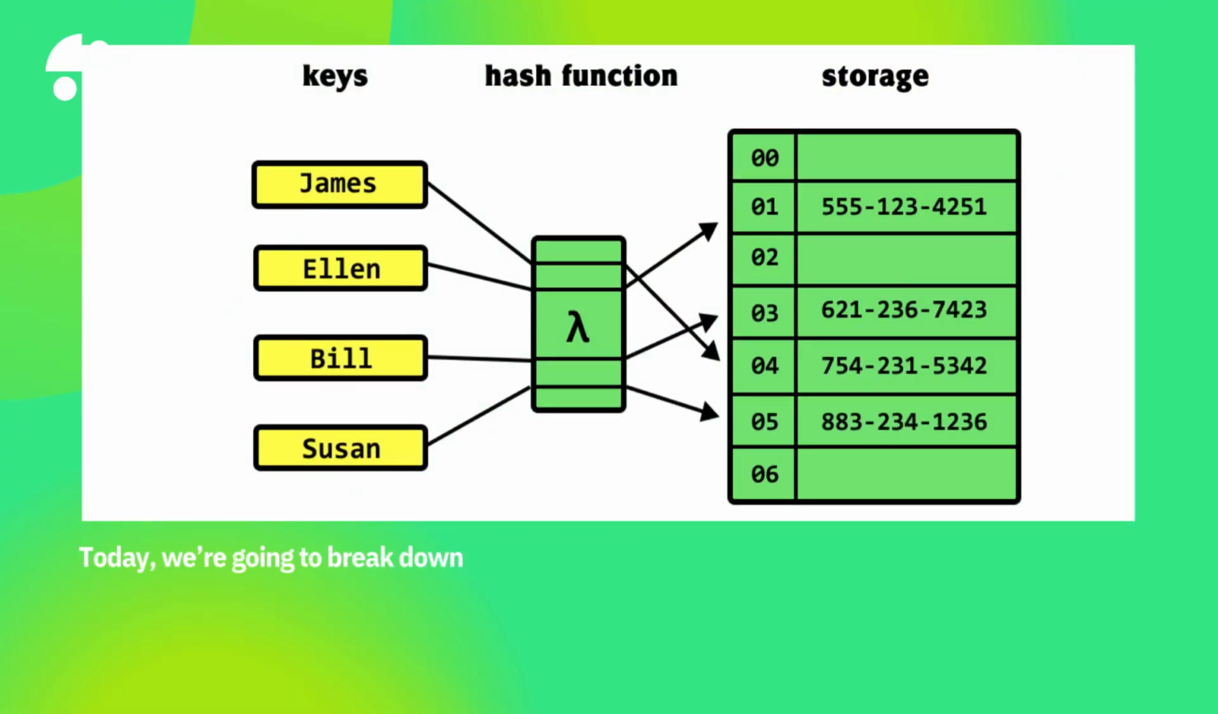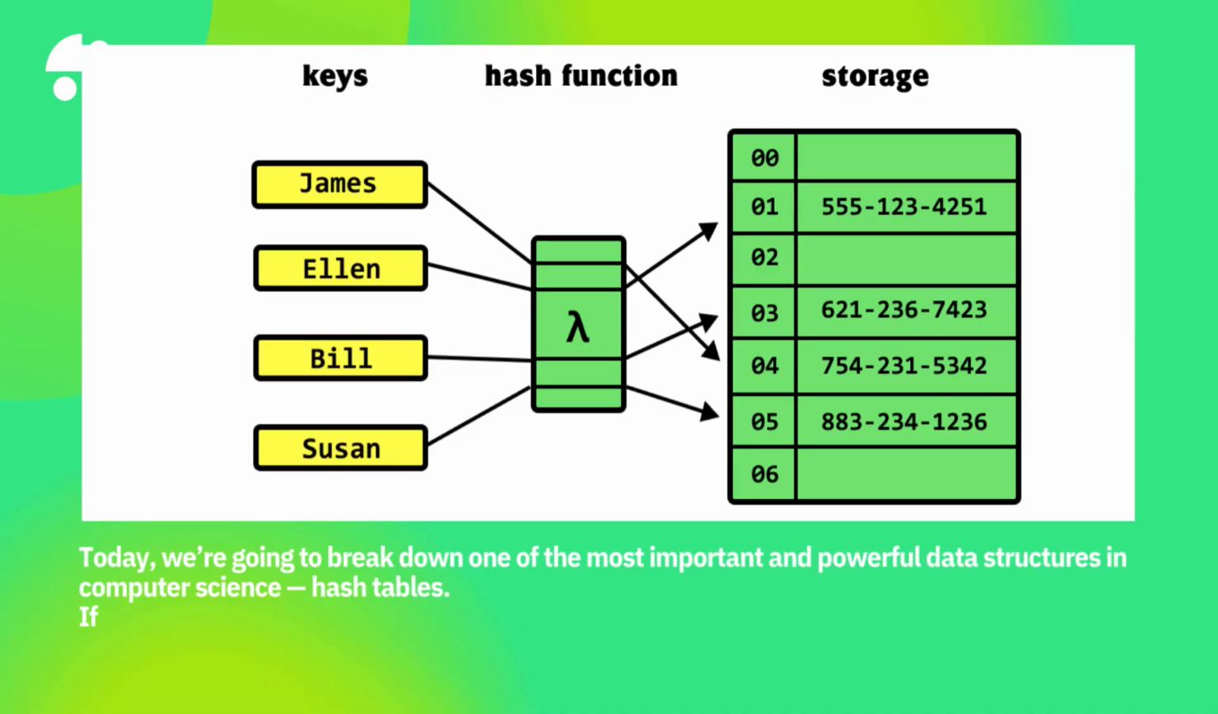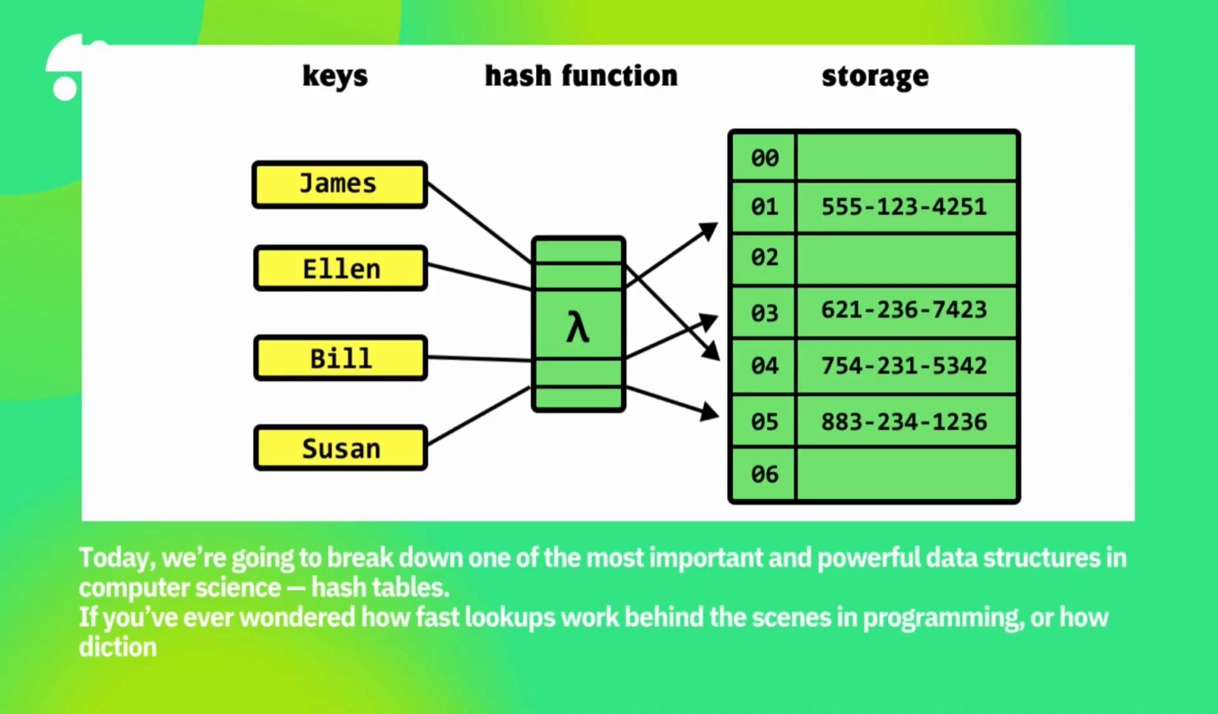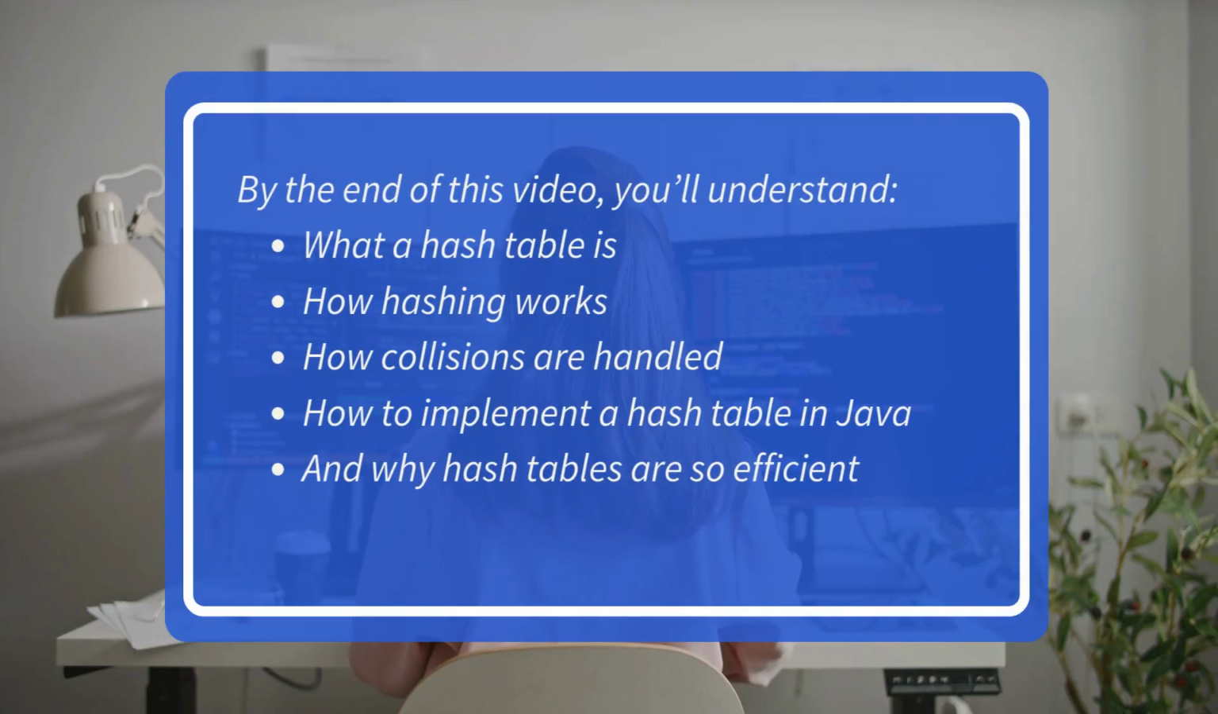Today, we're going to break down one of the most important and powerful data structures in computer science, hash tables. If you've ever wondered how fast lookups work behind the scenes in programming, or how dictionaries, maps, and sets achieve lightning-fast speed, then this video is for you. By the end of this video, you'll understand what a hash table is, how hashing works, how collisions are handled, how to implement a hash table in Java, and why hash tables are so efficient. So sit back, relax, and let's dive in.